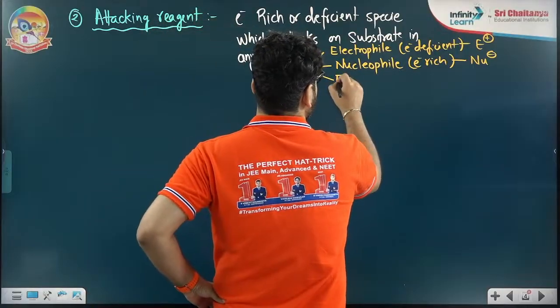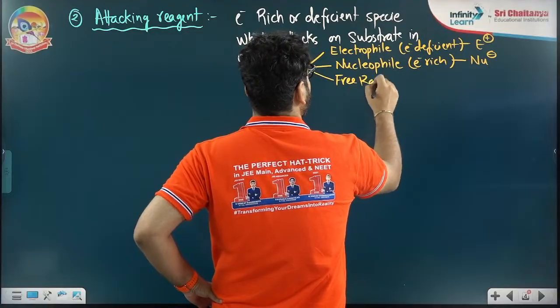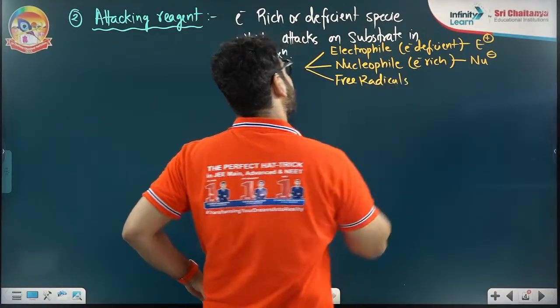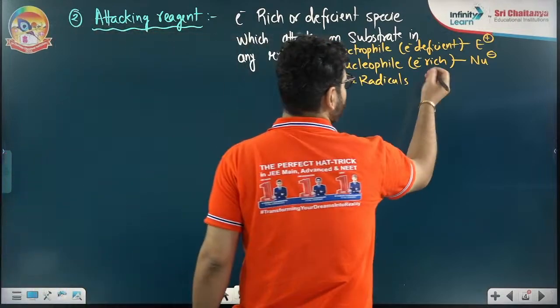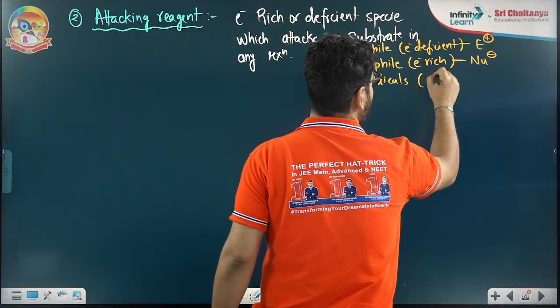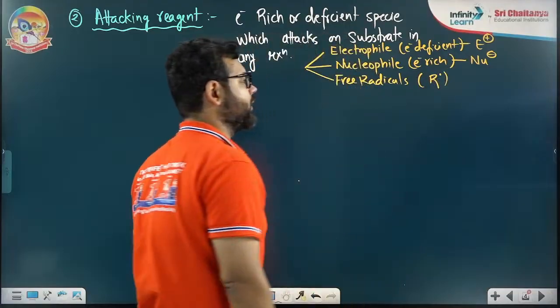And then we have free radicals. Free radicals are those which carry a single electron. We'll call them radicals, R dot, I'm writing. Free radicals.